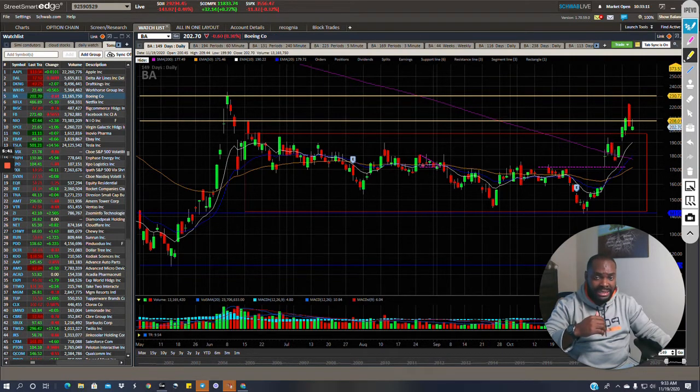At this time right here, we had the pullback. I saw the little bit of green confirm right here. It was very early, but because I've studied these patterns over and over, I knew that once it's able to hold right here, give me the higher low, once it breaks, it's going to go back up here.